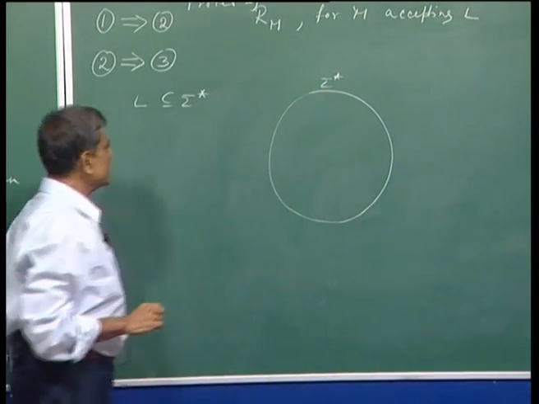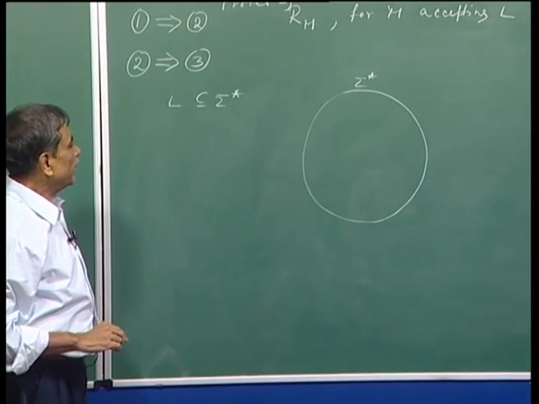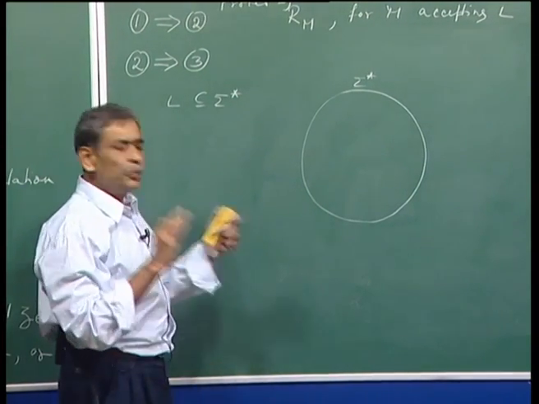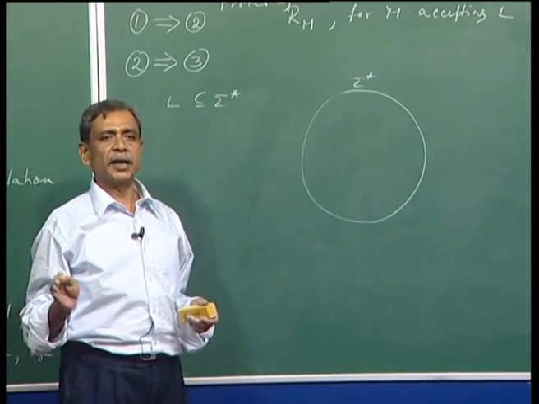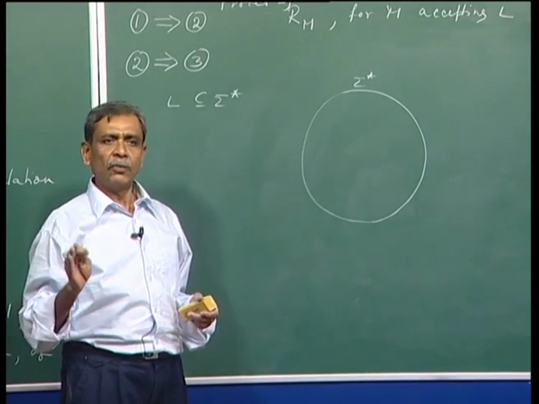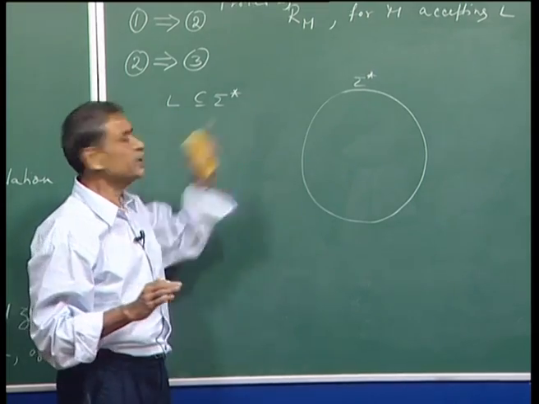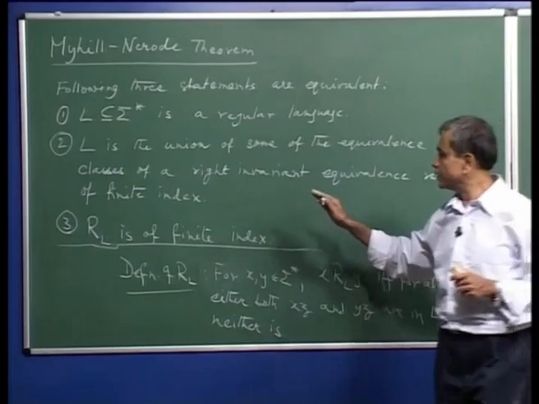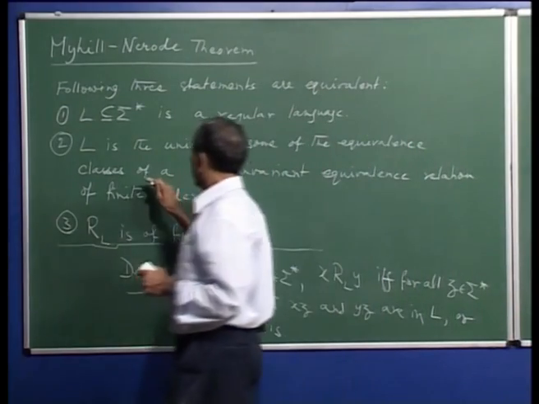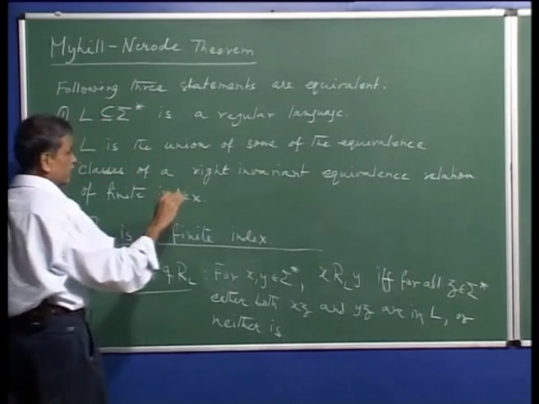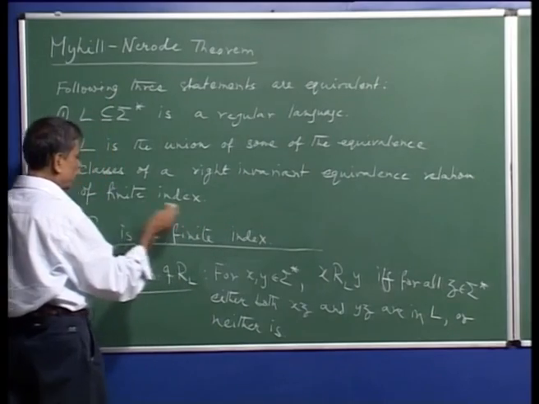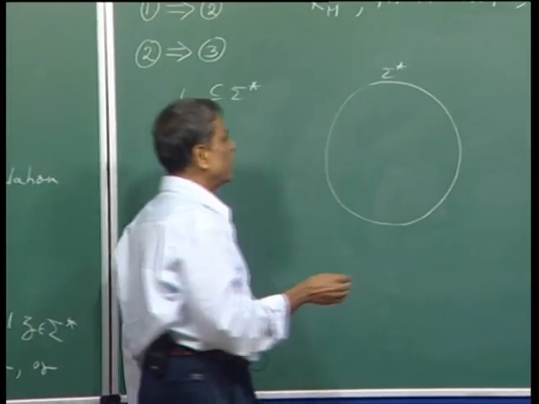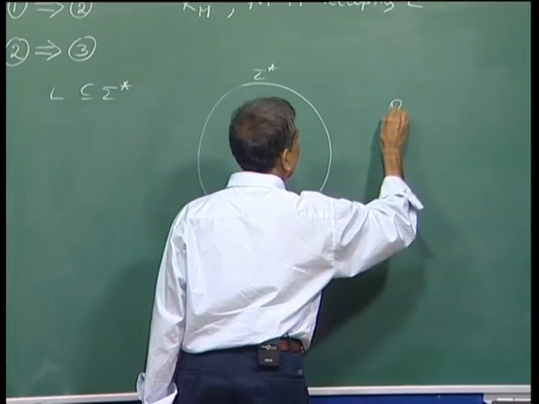What is this language L? L is the union of some of the equivalence classes of an equivalence relation on sigma star, satisfying these two conditions: that the equivalence relation is right invariant and it is of finite index. So, let that equivalence relation be R dash.